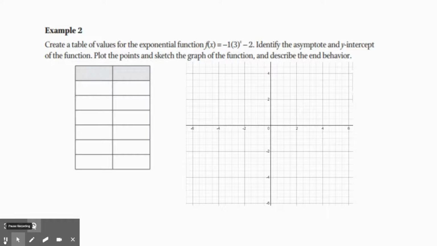Example 2: create a table of values for the exponential function f of x equals -1 times 3 to the x power minus 2. Again, identify the asymptote and the y-intercept of the function, plot the points, sketch the graph, and describe the end behavior. Something's going to happen here. Does anyone want to take a guess? What's going to happen because there's a negative value in front of our exponential function here? Any guesses?